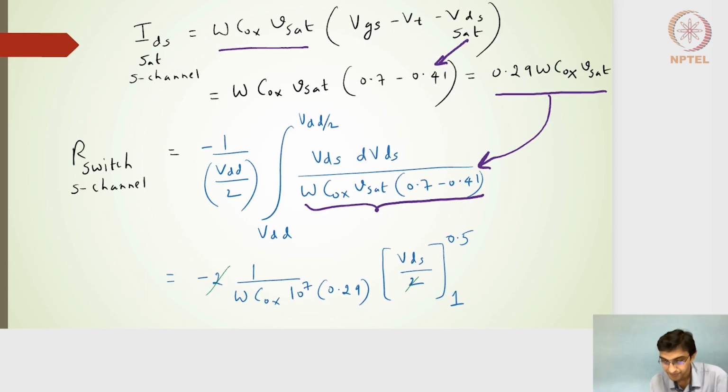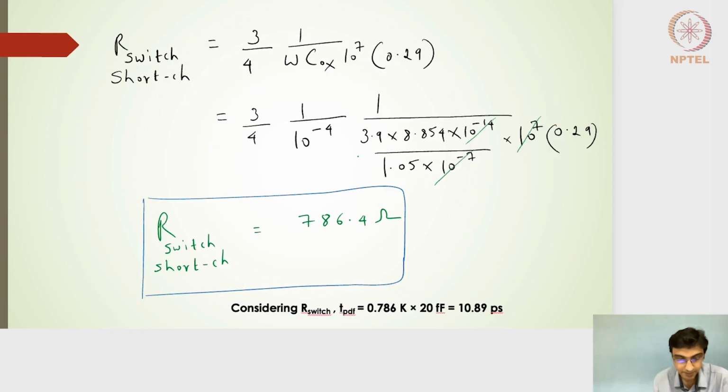So VDS squared divided by 2, and then finally what we will see is 0.5 squared minus 1 squared, so 0.75, which I've written as 3 by 4. And so eventually I'll get 786 ohms. If I solve that particular integral, I'm likely to find 786.4. Whereas for the R switching estimated using the long channel current, we got somewhere around 0.586 kilo ohms or 586 ohms.